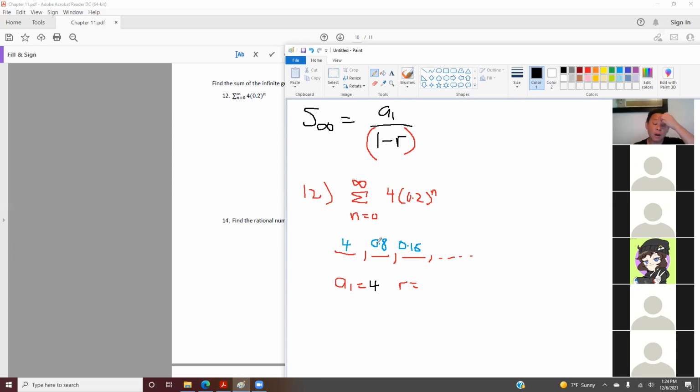Now to find your R, you can either take the second term divided by the first term, or the third one divided by the second one. So I just take the second, so it's 0.8 divided by 4. So in this case, it's 0.2.